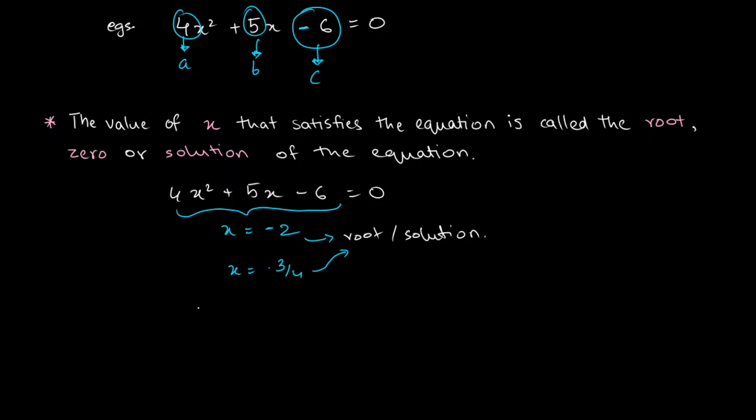There are 2 ways to solve, there are actually more, but we'll be discussing 2 major ways of solving these quadratic equations. The first way is called the factorization method, and the second is by using the quadratic formula. We'll be looking at these 2 ways of solving any given quadratic equation in the sums to come.